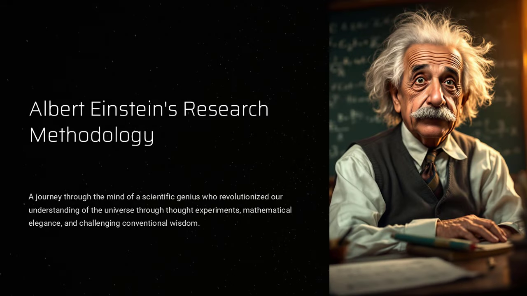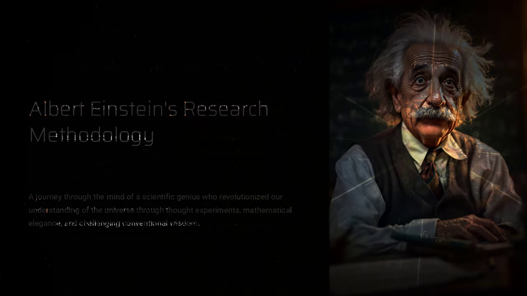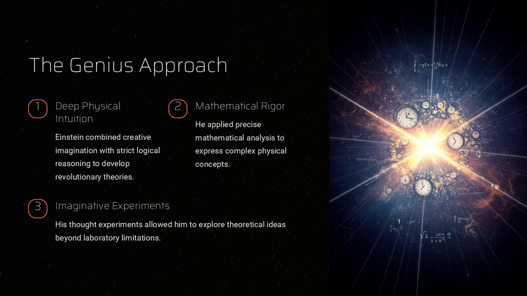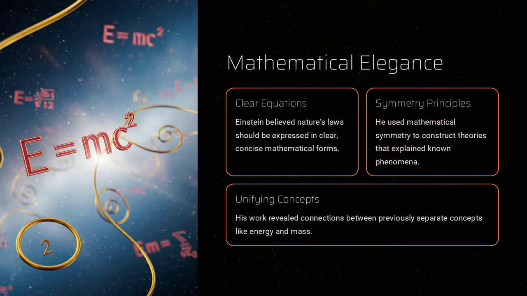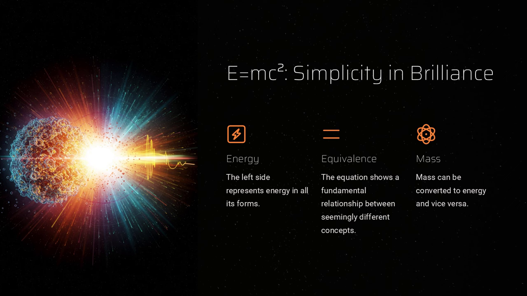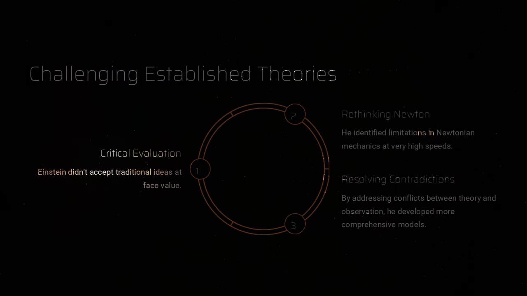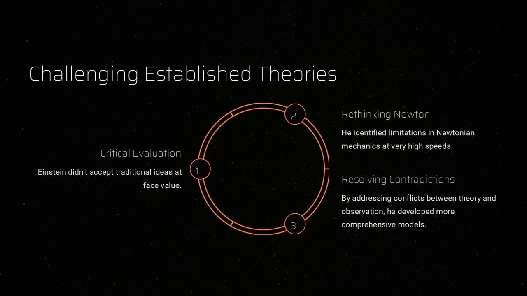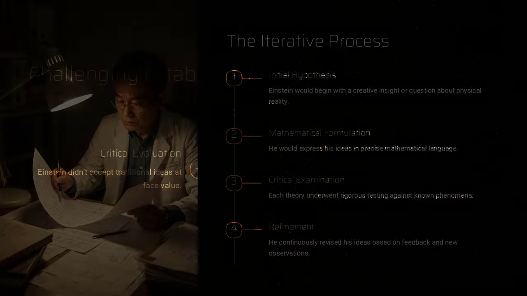Albert Einstein's research methodology is renowned for its blend of deep physical intuition, rigorous mathematical analysis, and imaginative thought experiments. He challenged conventional wisdom and often questioned the foundational principles of physics, setting a new standard for scientific inquiry. How did he accomplish such revolutionary insights? By combining creative imagination with strict logical reasoning, Einstein developed theories that reshaped our understanding of space, time, and energy.